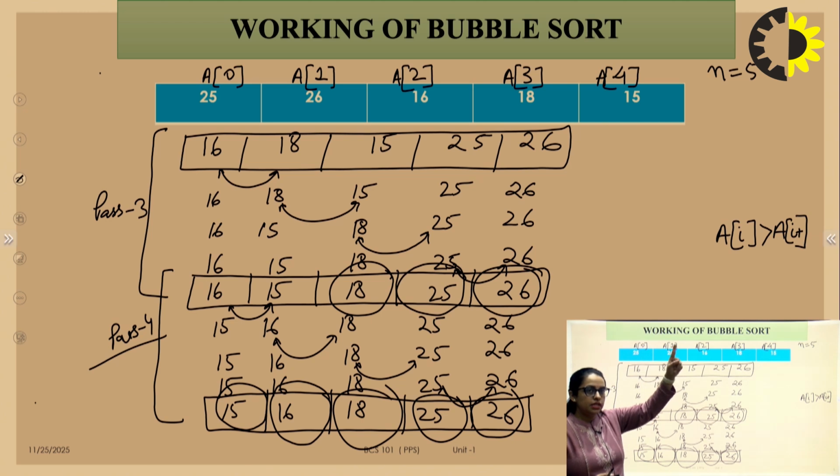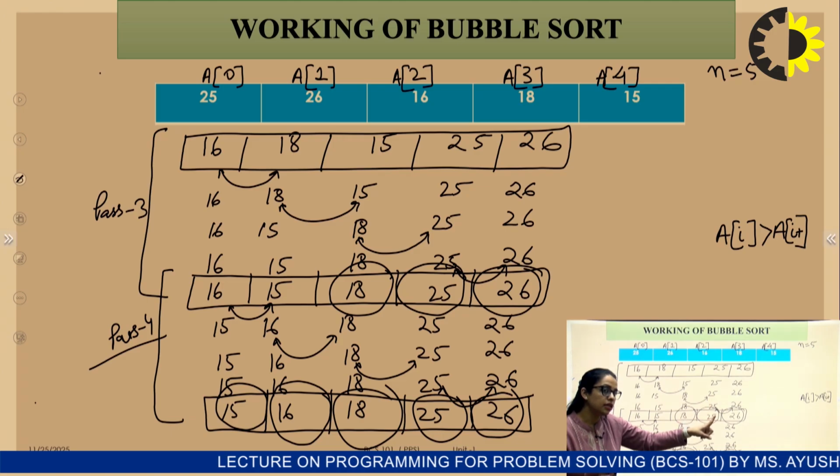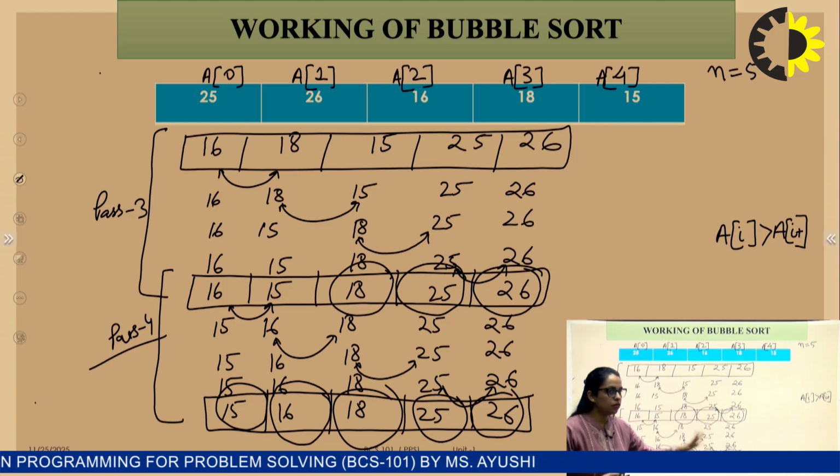And for all these 5 elements, if we have n equals 5, how many passes have we performed? Only 4. So we came to know that if we have n elements, then we need to run the logic of comparison and swapping for only n minus 1 passes. For n elements, how many passes? N minus 1 passes. And in each pass, हर एक पास में कितने comparison हो रहे हैं? 1, 2, 3, 4. 4 comparisons.